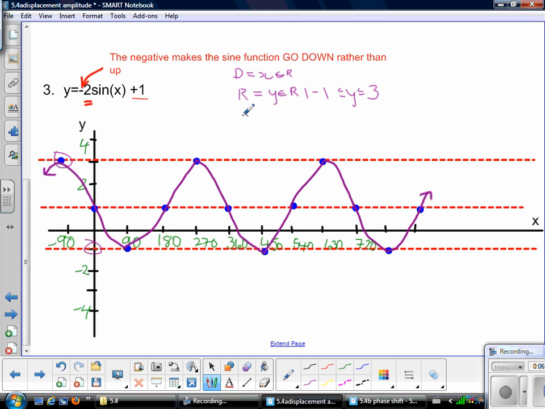Our amplitude is 2. We don't care that it's negative for stating the amplitude. And our vertical displacement is up 1. Okay, so lots of graphing for you to do.